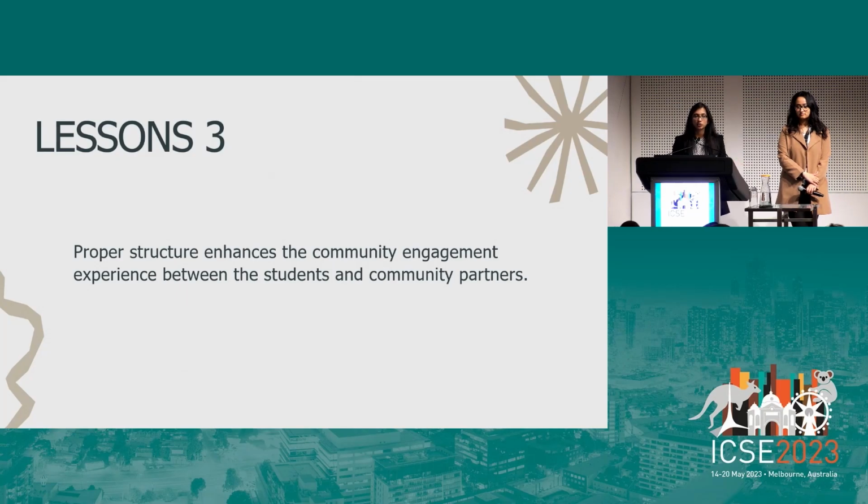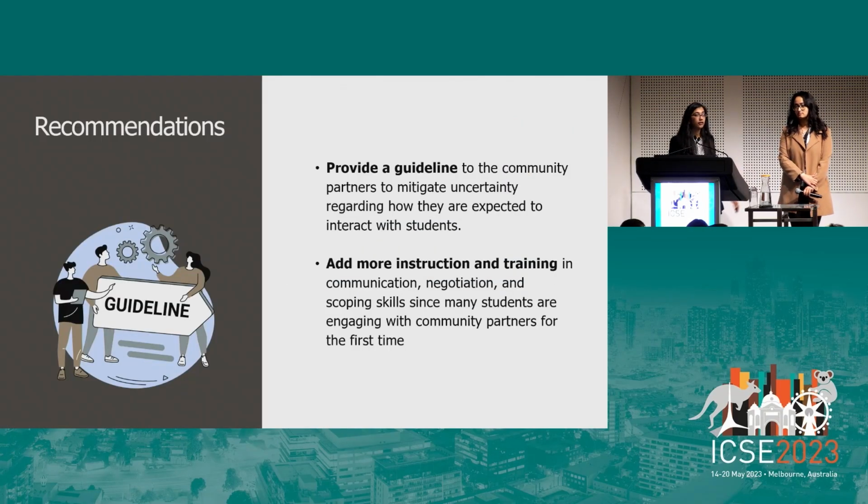So the students and the community partners felt like, oh, if we knew how much we can interact, it would be better. Hence, we recommend providing a written guideline or a set of rules, which doesn't have to be strict. You can obviously cater it towards your needs. However, having an initial set of guidelines helps the students and the community partners to engage and make the community engagement learning better. We also recommend adding more instructions and training in communication, negotiation, and scope management, as many of these students were interacting with community partners for the first time.